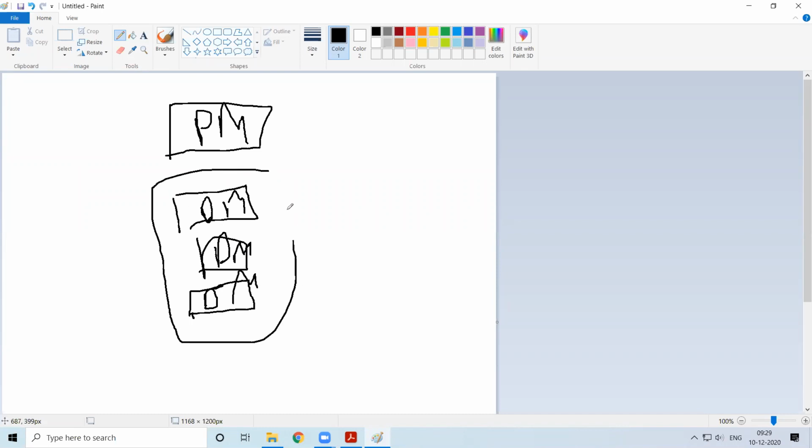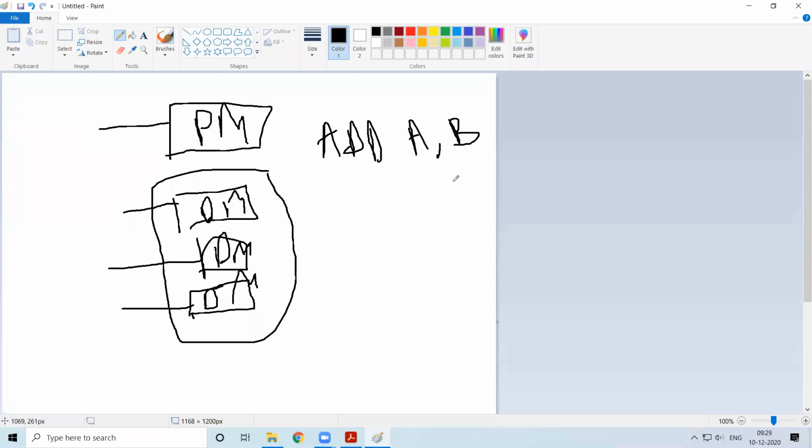So three data memories and one program memory. Each has its own bus for its access. So when you're adding two numbers, for example, I require two operands, and the result will be stored in, say, the accumulator, what we discussed, or in some other operand. So this is how it goes around.